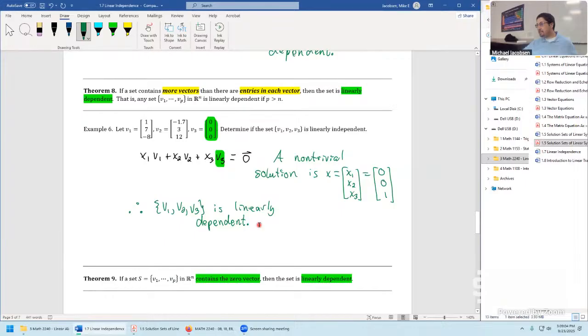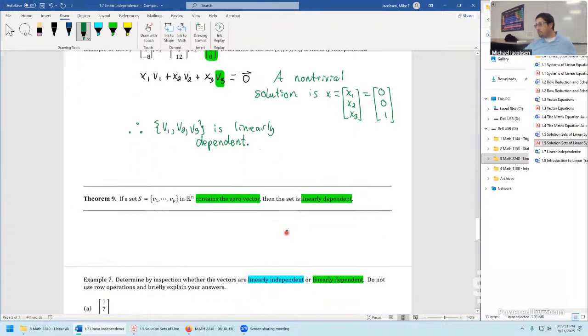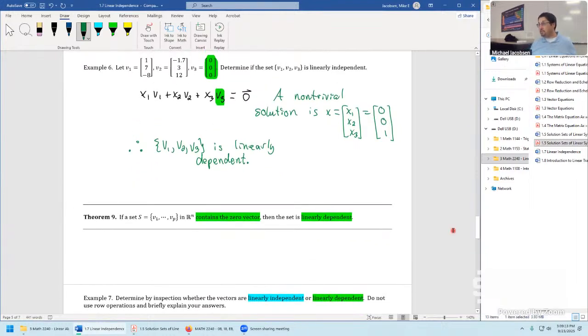Let's see what a typical problem like this is going to look like. The next example is pretty much what you're going to see as a homework problem. You'll have a bunch of vectors given to you, and the instructions are interesting. It's going to say, determine by inspection. The author's trying to tell you, you don't have to row reduce on these.